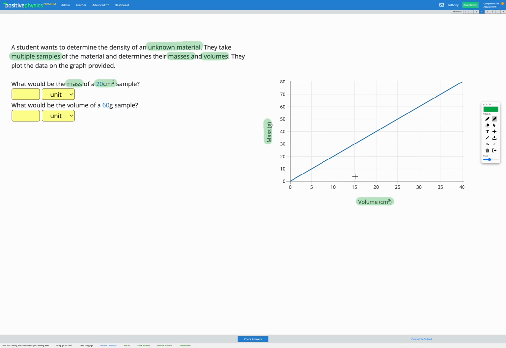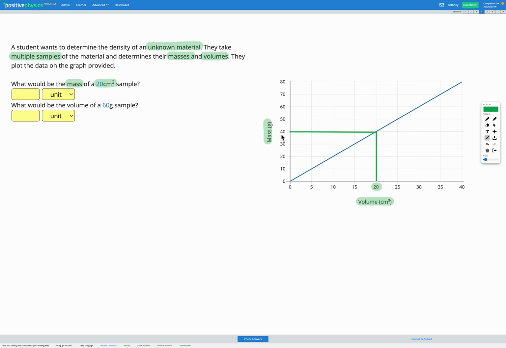So 20 centimeters cubed is a volume, so we're going to be looking at the x-axis of our graph to start with to find 20 centimeters cubed. There it is. We want to know what would be the mass of that sample. So what we need to do is read from our graph. So I'm going to help myself by drawing some lines. So 20 centimeters cubed, I'm going to draw up a line to meet my graph line.